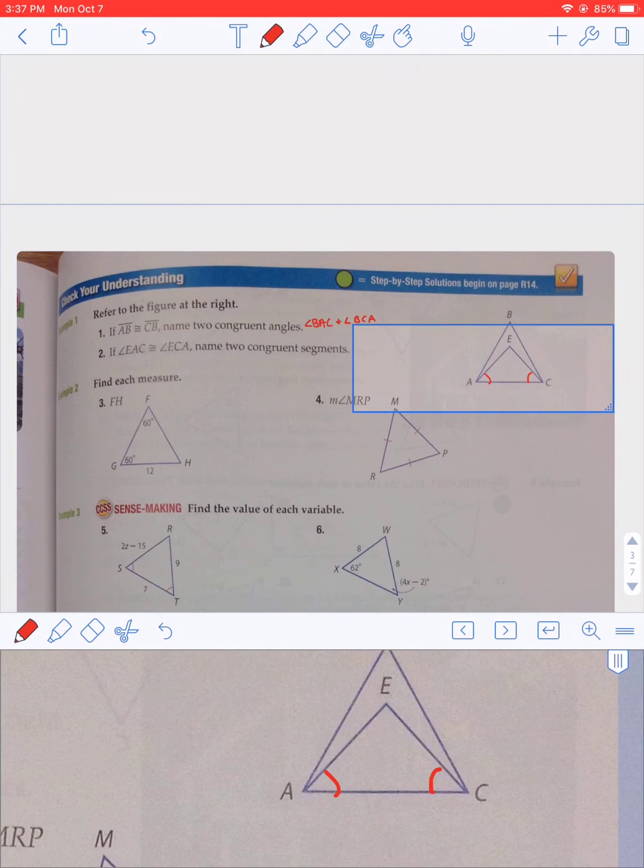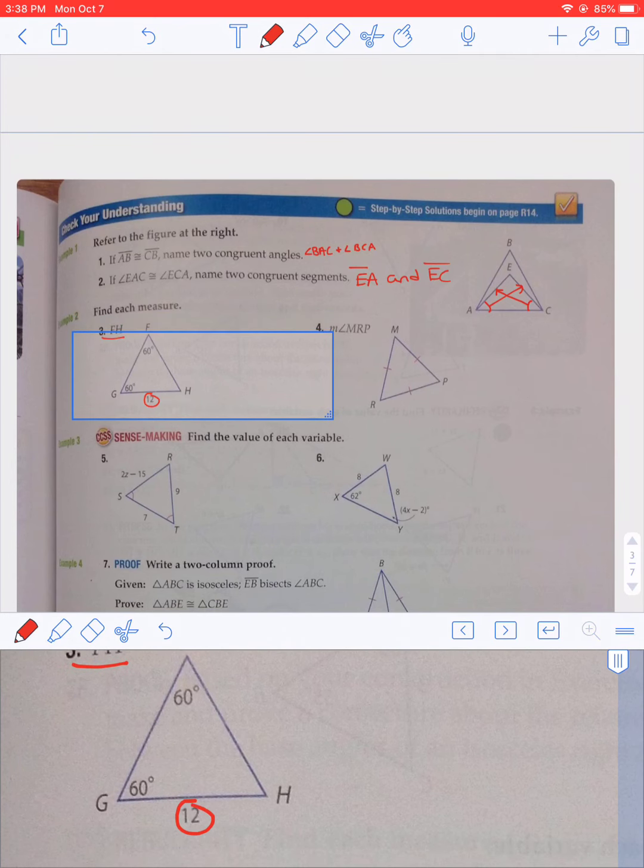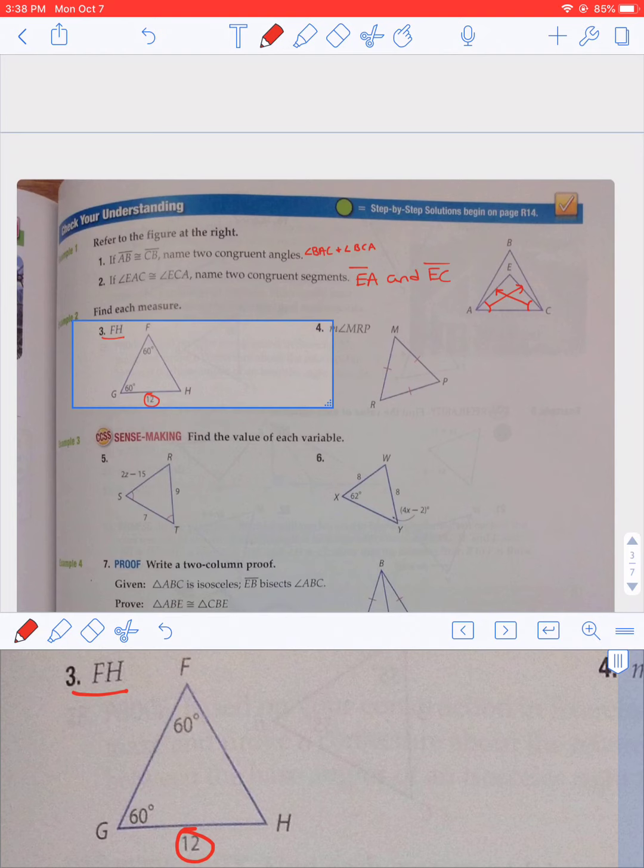Okay, let's skip on down here to number 3. Number 3 says they want you to find each measure, and right here it says they want us to find FH. So, from the triangle, we only know something about this side right there. That's not FH, that's GH. But look what else they give us. We know these 2 angles are 60, and we know by default this has to be 60 because all 3 have to add up to 180.